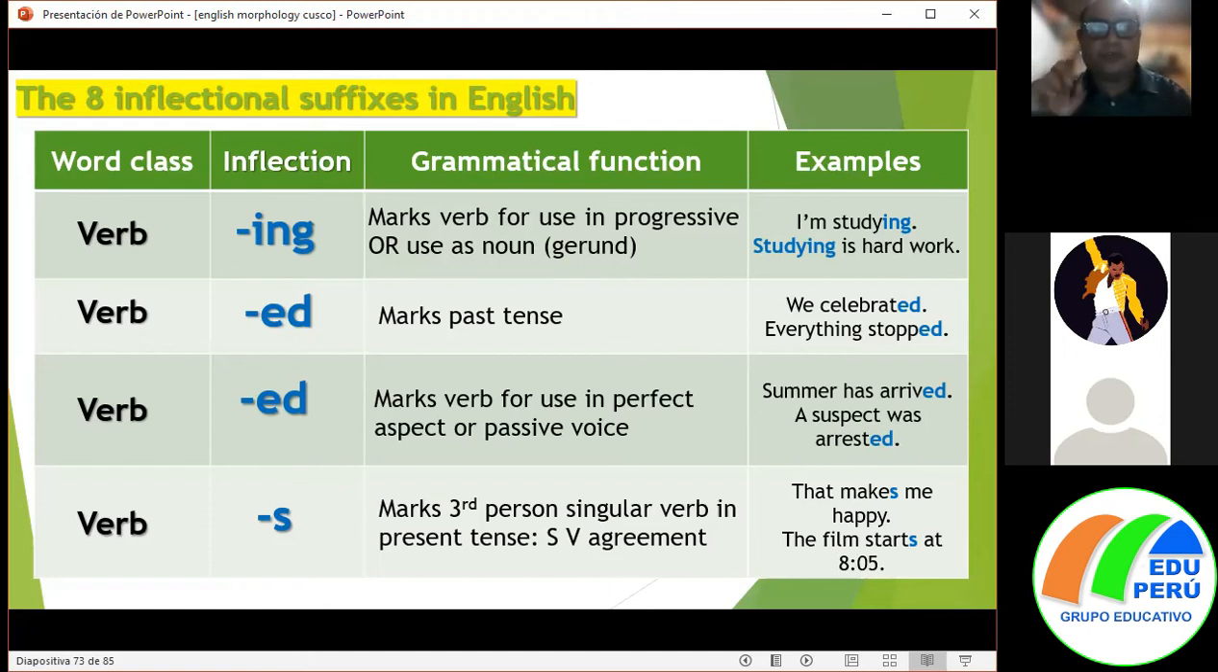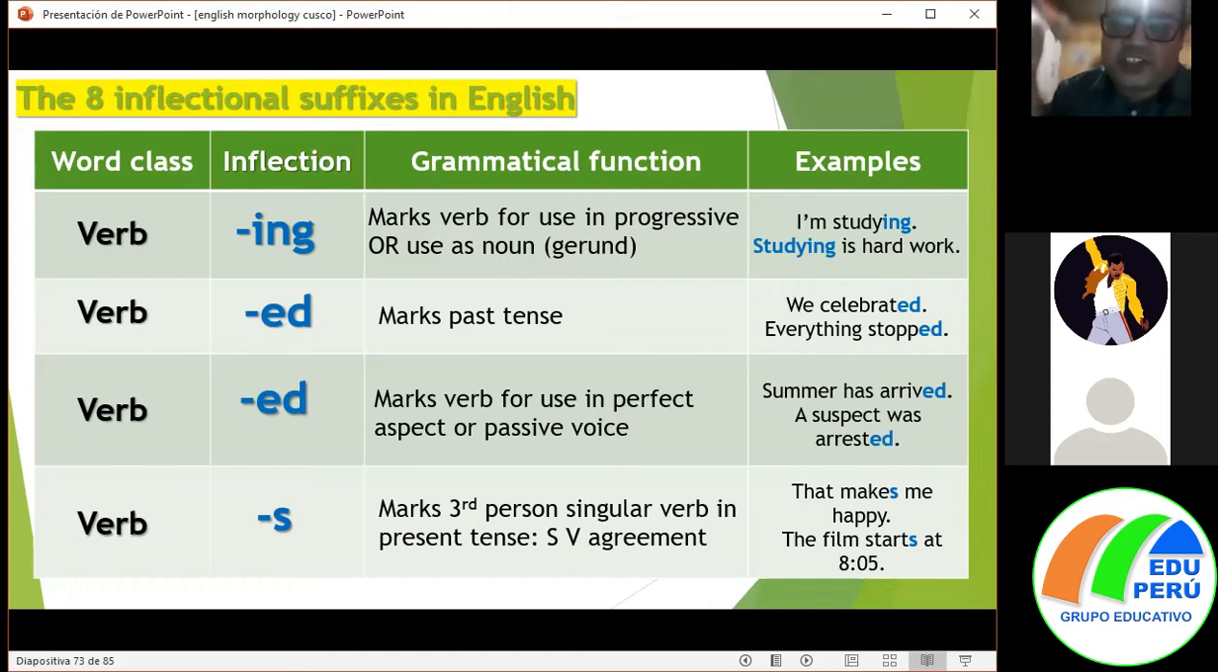So notice the 8 inflectional suffixes that we use in English. Remember, we have first two related to nouns. Which are the two related to nouns? Can you remember? Which are the two related to nouns? Plural, S, and apostrophe S, possessive. Excellent. That's it, Ruth. Excellent.